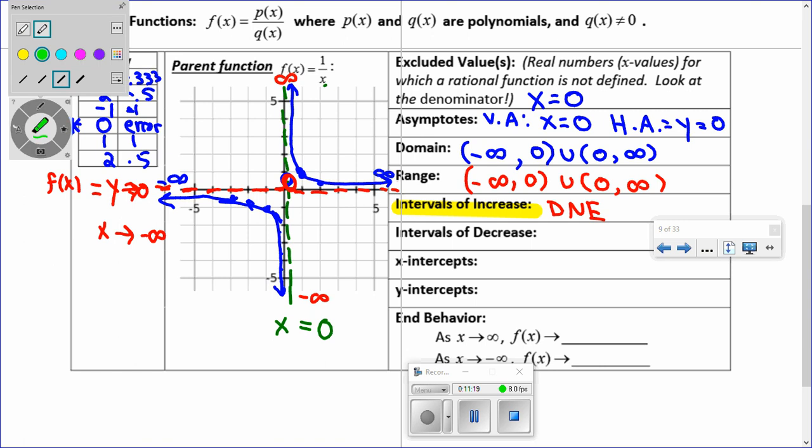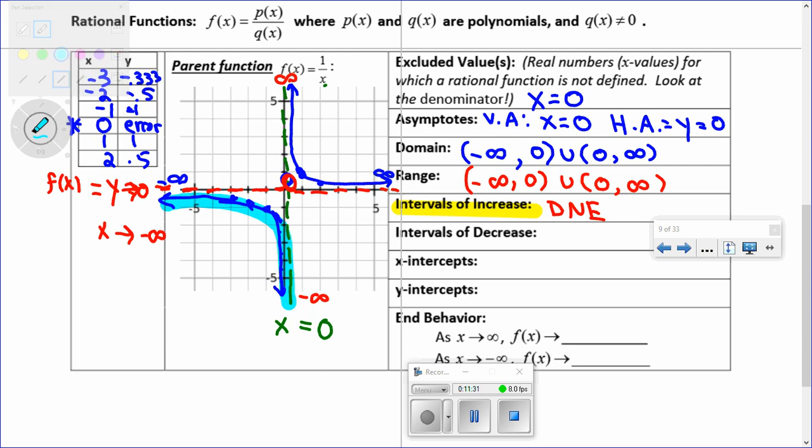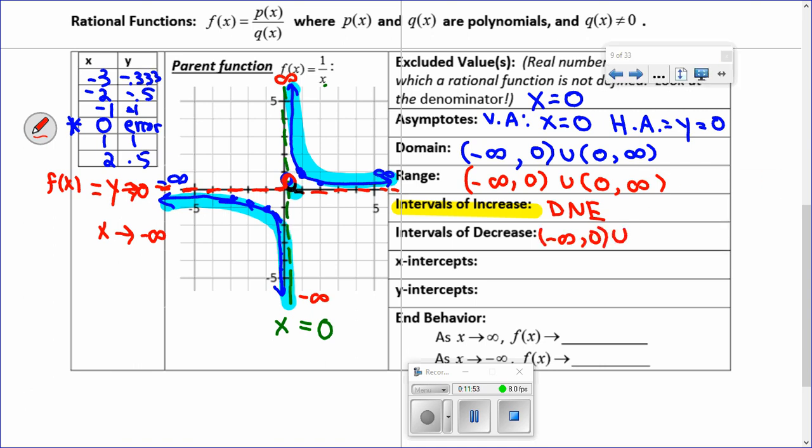All right. Now, y values as we move to the right are decreasing. So here they're decreasing. So from this interval, from negative infinity over to 0, y values are decreasing. From 0 to positive infinity, y values are decreasing. So it's the same as my domain. So from negative infinity to 0, 0 to positive infinity.